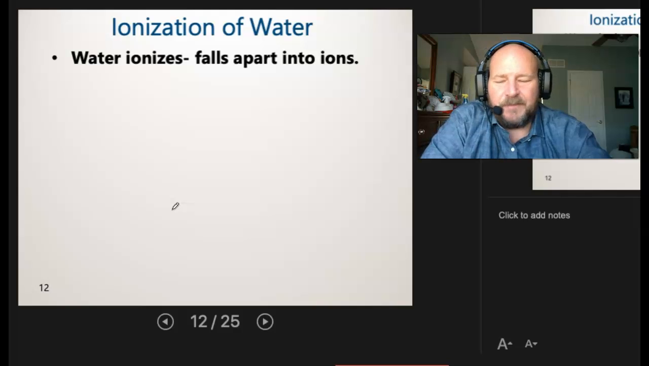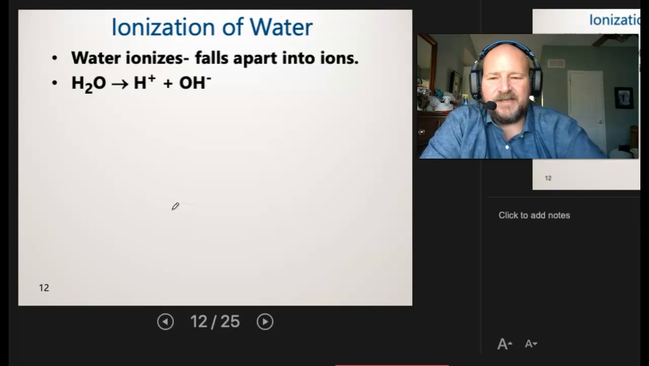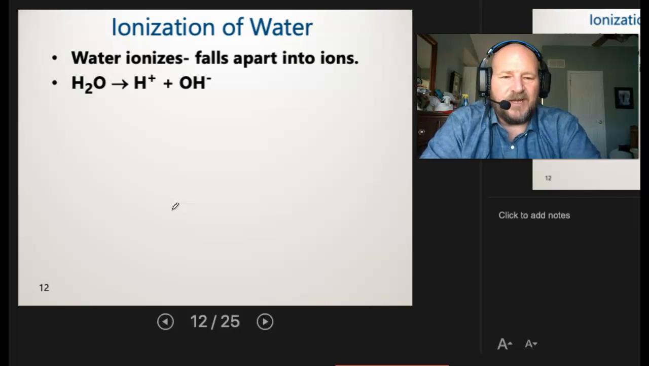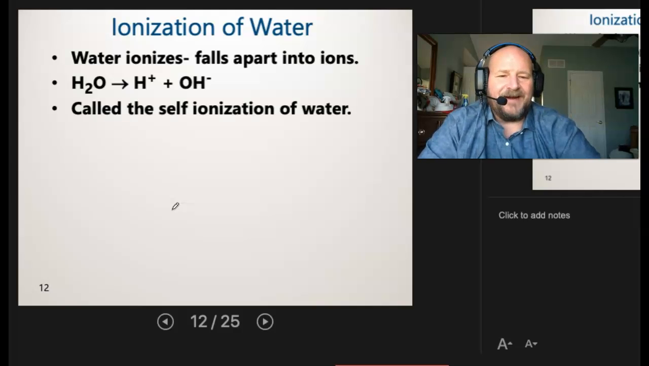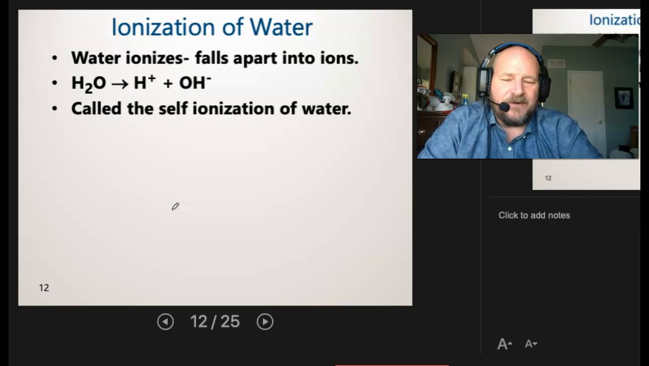So if I just look at a bottle of water, and if I could magic school bus us down and take a look, what I'd see is that water is falling apart into H plus and OH minus. Now, this is called the self-ionization of water. And let's keep it real here. It's a really, really, really small amount.